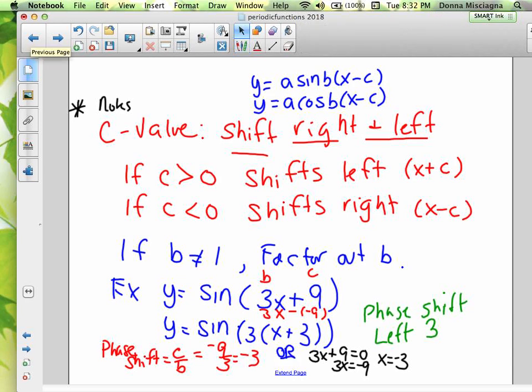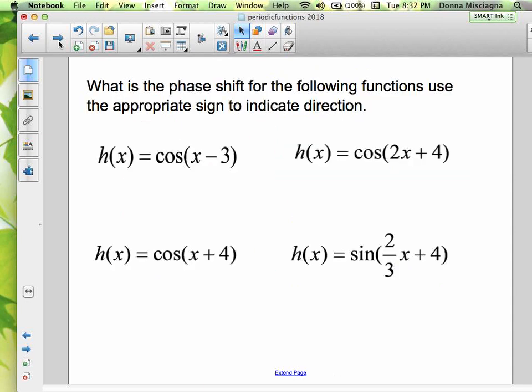All right, so let's identify some phase shifts now that we've talked about them enough. What's the phase shift for the following functions? You can either identify it as a direction or in terms of the sign.